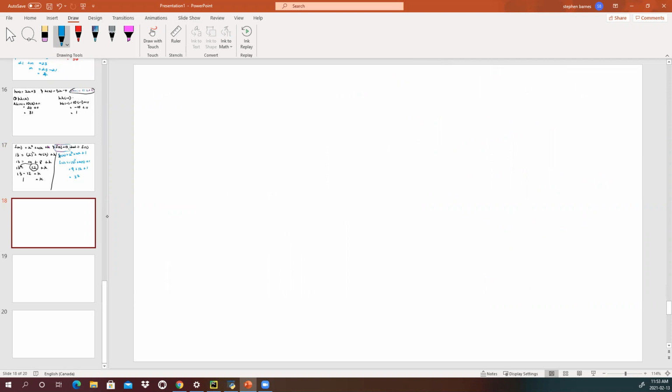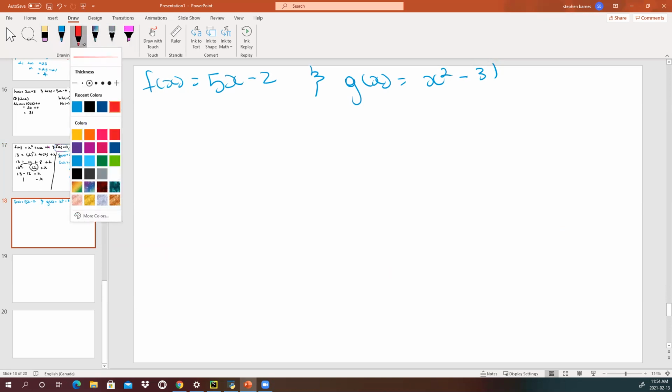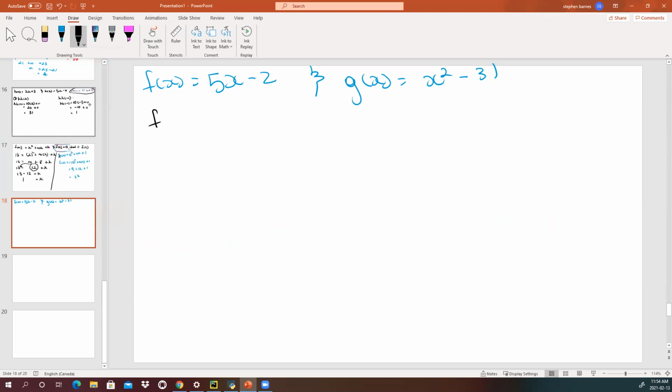Number 9, which is our last one for today. Number 9 says you have two functions, f of x, which is equal to 5x minus 2. And you also have g of x, which is x squared minus 31. And you are first asked to find the value of f of negative 2.